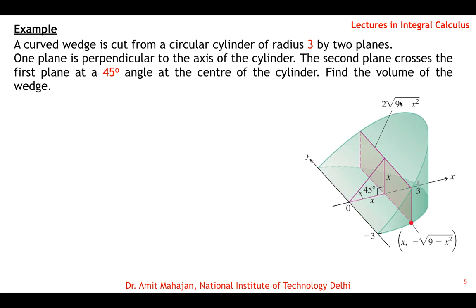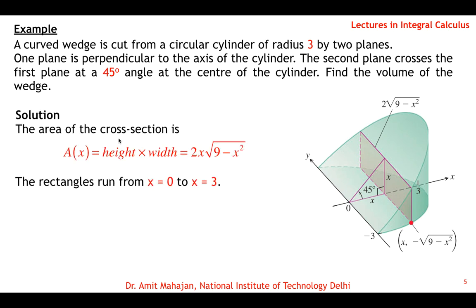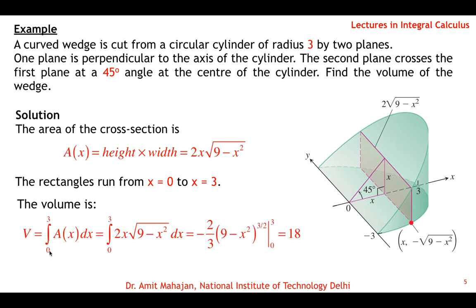And once we have the cross-sectional area, then we can integrate it from the limits of x, which is 0 to 3. That will give us the volume. Okay, so the area of cross-section is height into width, which is 2x root of 9 minus x square, because the width is 2 times root of 9 minus x square, and height is x. And the rectangles will run from x equals 0 to x equals 3 to cover this whole volume. So we can find the volume by integrating the cross-sectional area from 0 to 3.